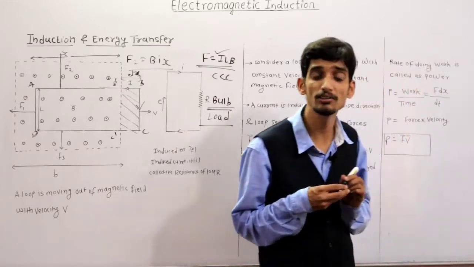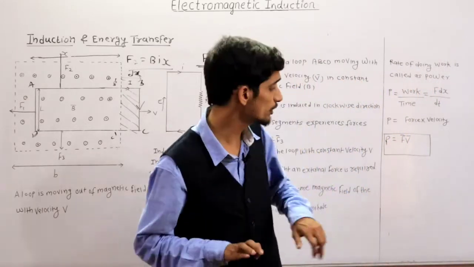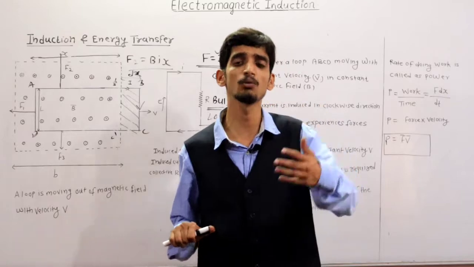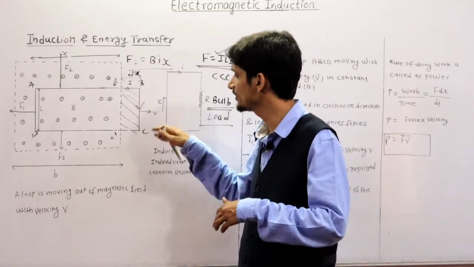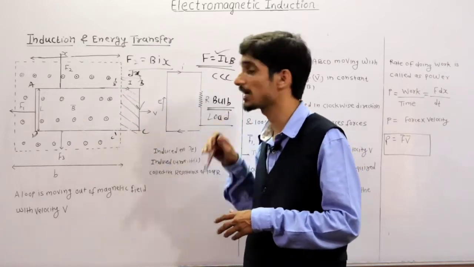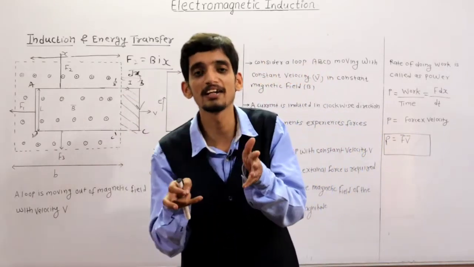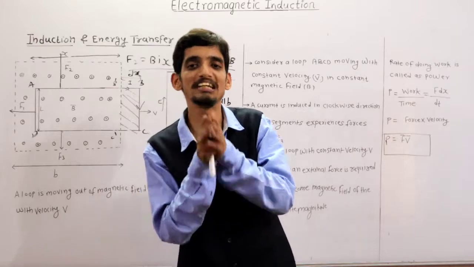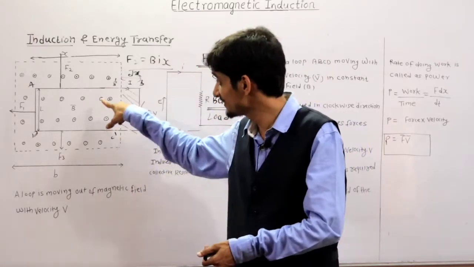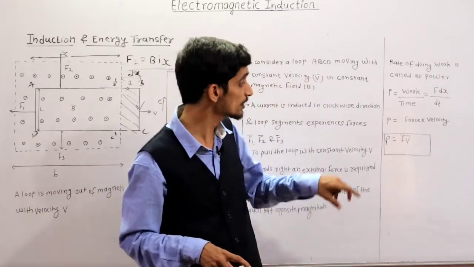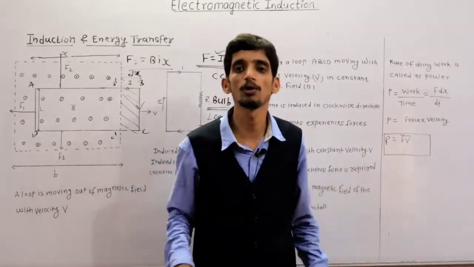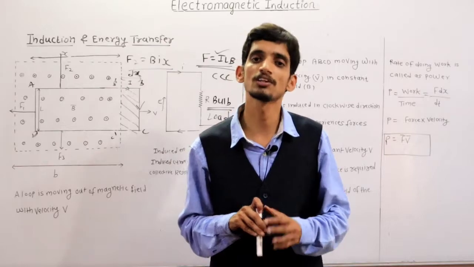But one important point to be noted here: this is power, and we want it in electrical terms. We want to determine the power in terms of B, V, L and R, because this is electromagnetic induction. So we have to utilize the quantities which are present in this diagram. But to proceed further, you should write the basic formula for power, that is F bar dot V bar.